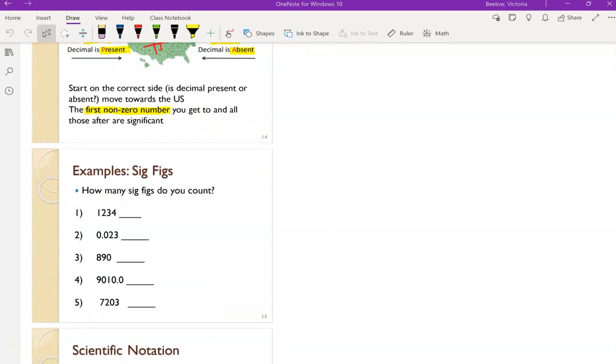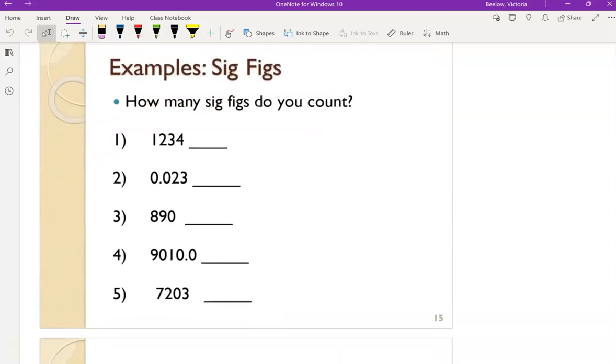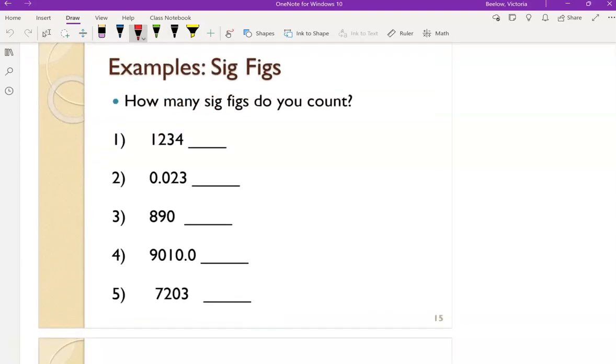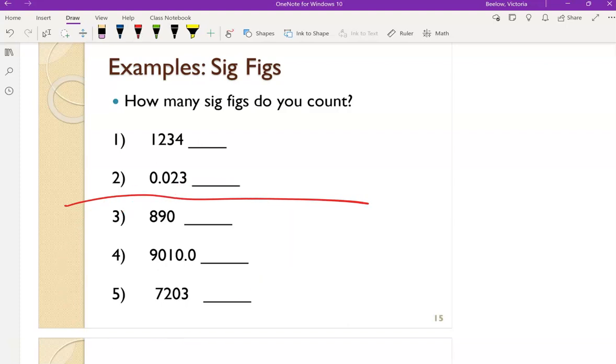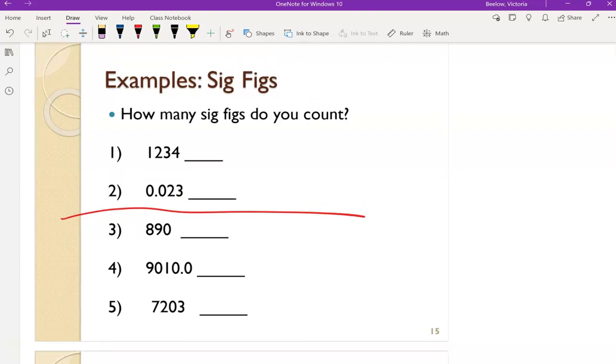Okay, so now I'm going to go over some practice problems with you. I'm going to do the first 2 problems, and then after I get through those 2, I want you to pause the video and try these 3 on your own, and then continue the video to see how you did.